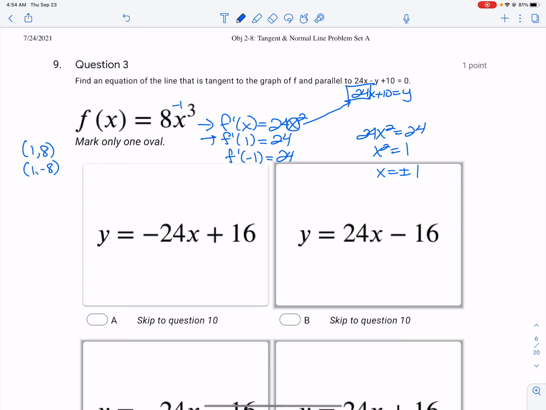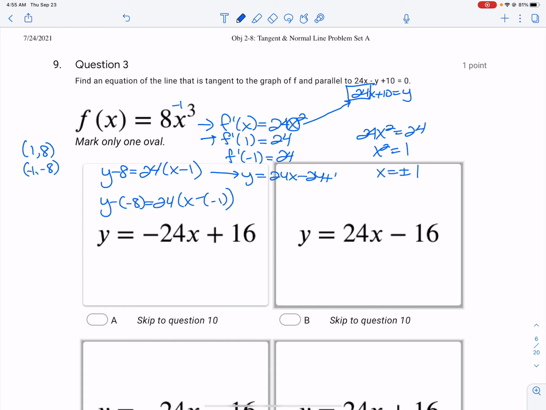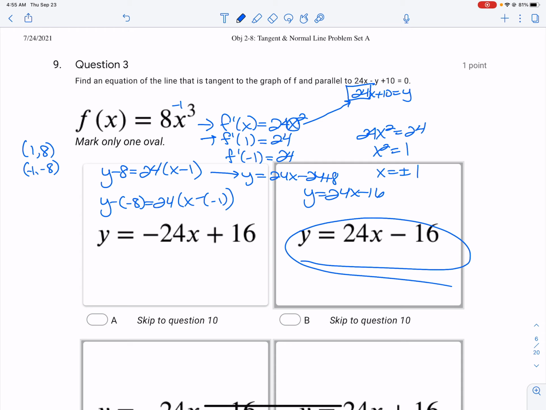So when I have 1, I have y minus 8 is equal to, nope, not 1, just kidding, 24 times x minus 1. And then when I have negative 1, I have y minus a negative 8 is equal to 24 times x minus a negative 1. And so I get here y is equal to 24x minus 24 plus 8. So y is equal to 24x minus 16. So that is a choice.